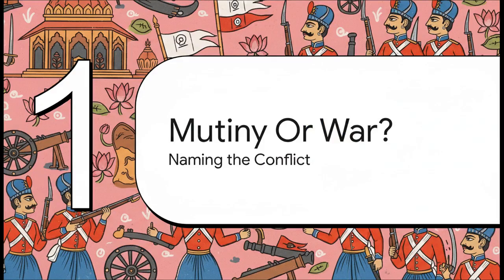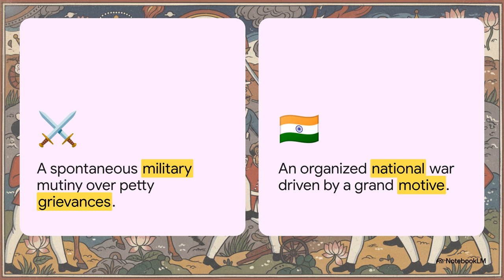Section 1. Mutiny or Independence War. Let's take a look at why the name we give to history actually matters so much. According to the source, labeling this a simple mutiny was a very deliberate tactic used by the British. Why? To obscure the noble concepts of revolution and independence. You see, the word mutiny implies a localized, totally spontaneous revolt over petty, everyday grievances.